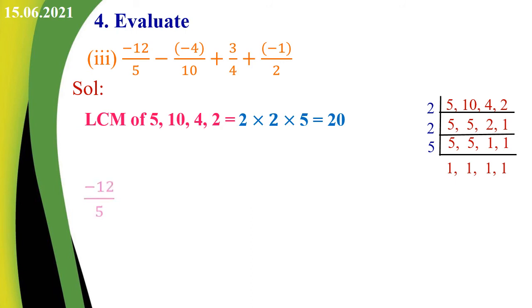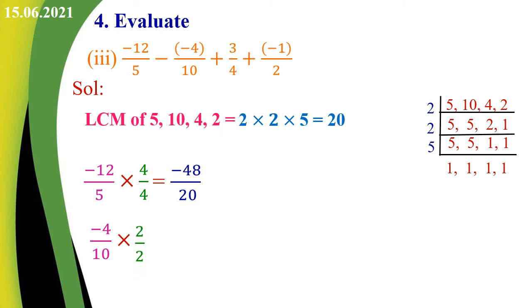We get 20. The first rational number is minus 12 by 5. On multiplying by 4, minus 12 fours are minus 48. 5 fours are 20. We get minus 48 by 20. The second rational number is minus 4 by 10. On multiplying by 2, minus 4 twos are minus 8, 10 twos are 20. We get minus 8 by 20.